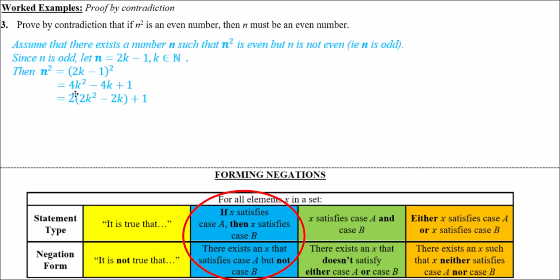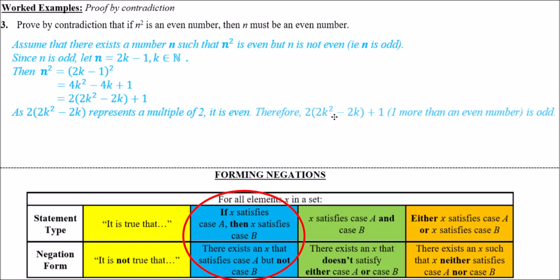So we've got a multiple of 2 here, so this part's even, but then we're adding 1 to it, so an even number plus 1 makes it odd. So what we've shown here is if n is squared, we get an odd value if n itself was odd. So just writing this down, because 2k squared minus 2k represents a multiple of 2, it's even, therefore that thing add 1 is going to be odd.